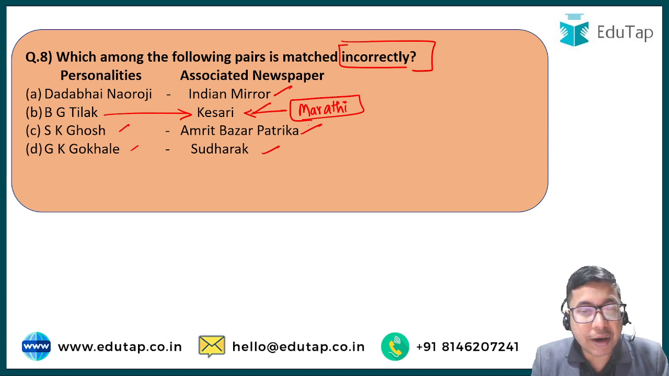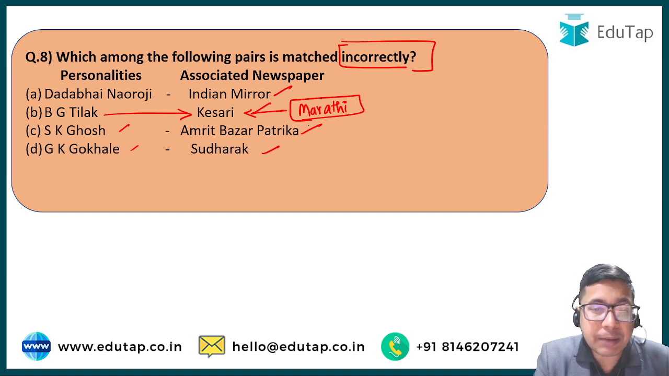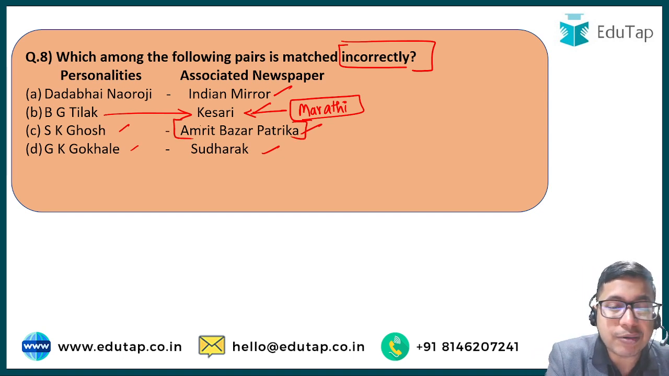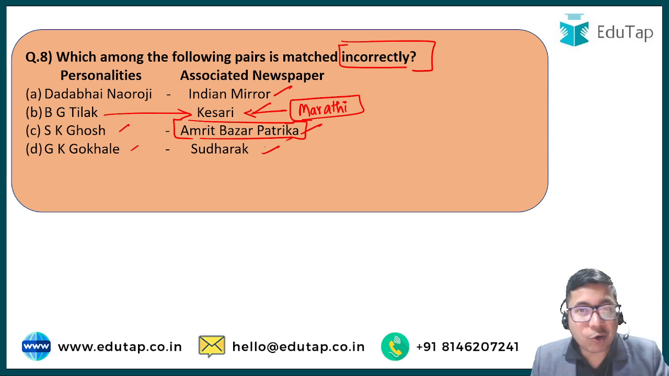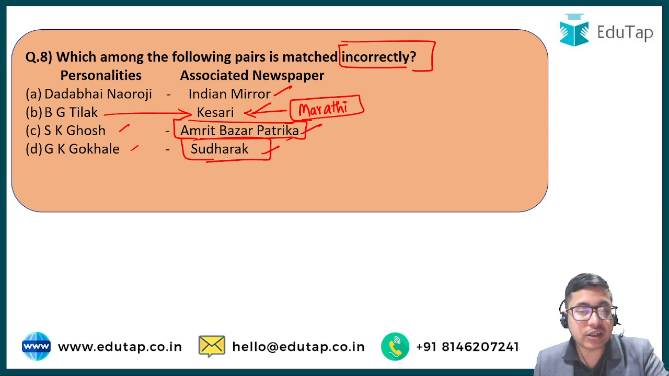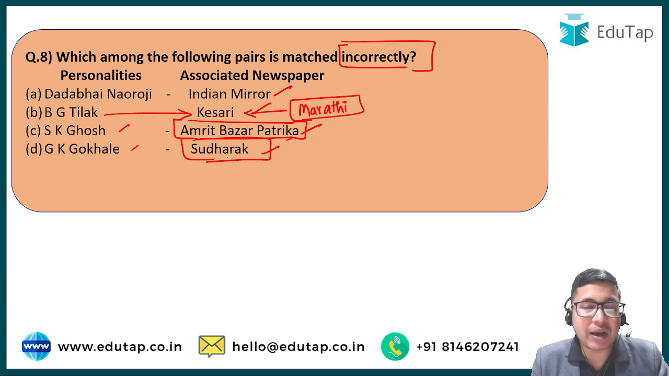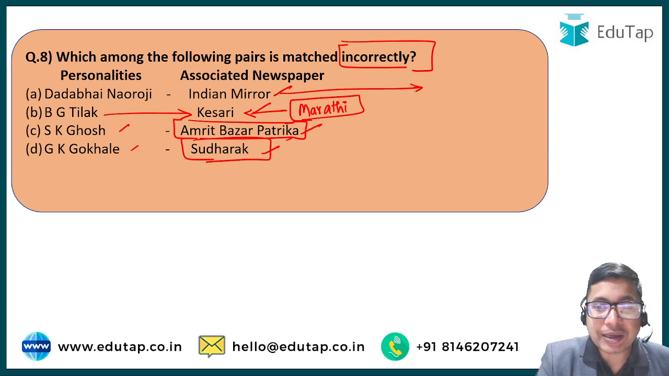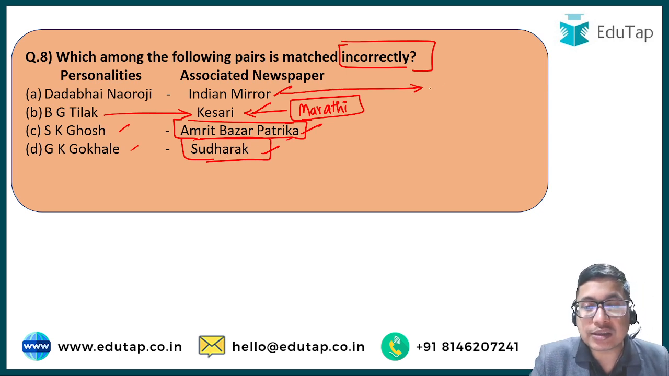Option C, Shishir Kumar Ghosh is credited as being one of the pioneers of the newspaper industry in our country, and he came up with the Amrita Bazar Patrika, which he published from Kolkata. Okay, Gopal Krishna Gokhale came up with Sudharak. Sudharak is also a very famous journal or newspaper which was published by Gopal Krishna Gokhale. Indian Mirror was not published by Dadabhai Nauroji. Indian Mirror was started by Devendranath Tagore.